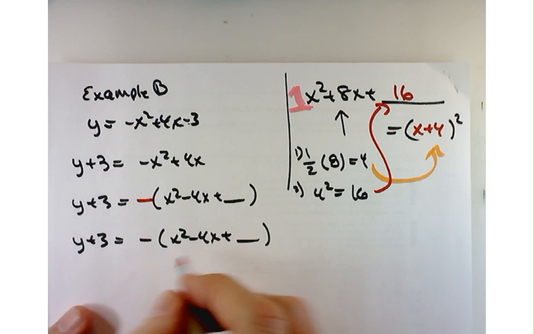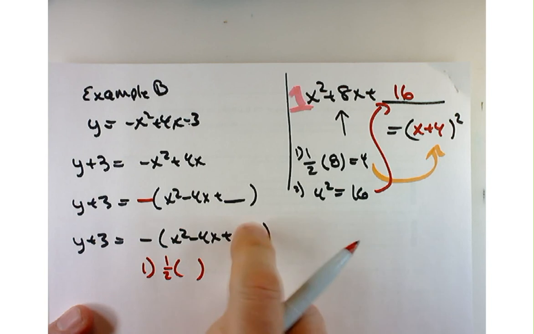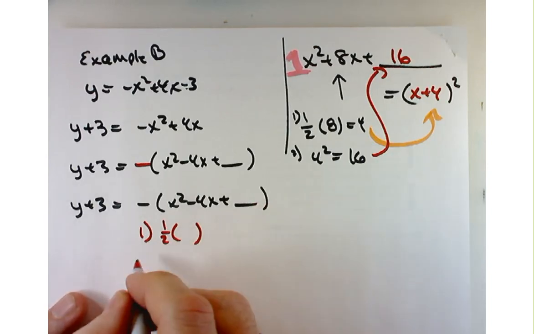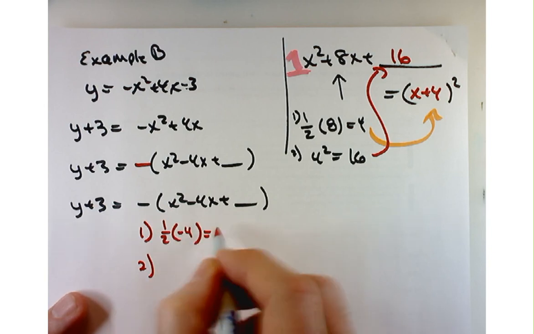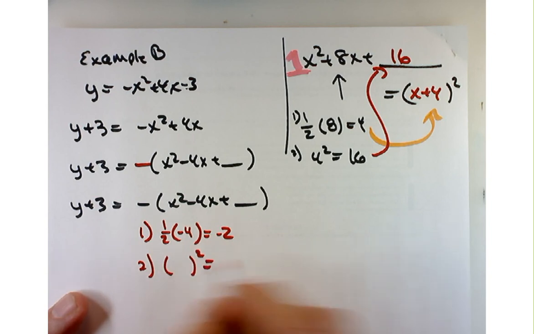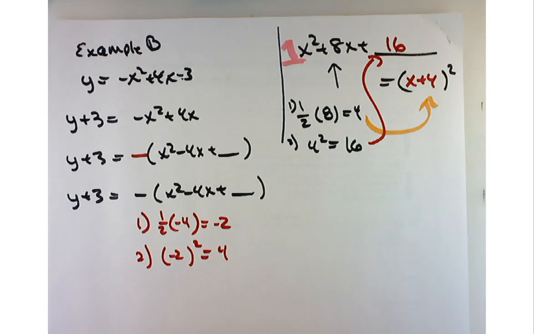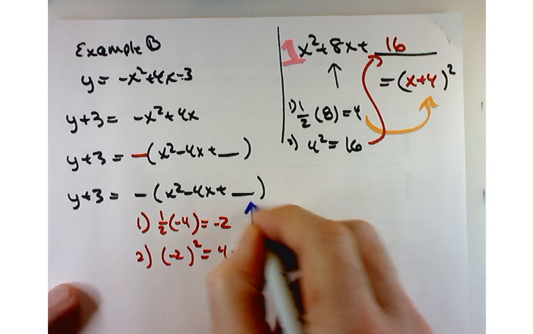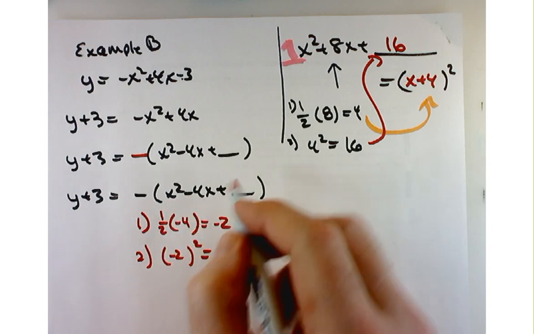So looking inside, I'm going to do 2 steps to complete the square. I've got to take half of what number? 4. Almost. Negative. Half of negative 4 is negative 2. And what am I going to do with that negative 2? Square it. That gives me a 4. That 4 fits in right here. So it's going to be x squared minus 4x plus 4.